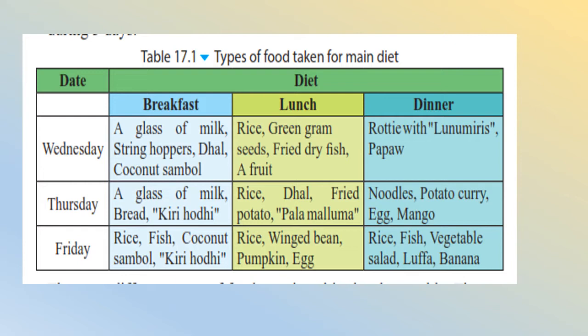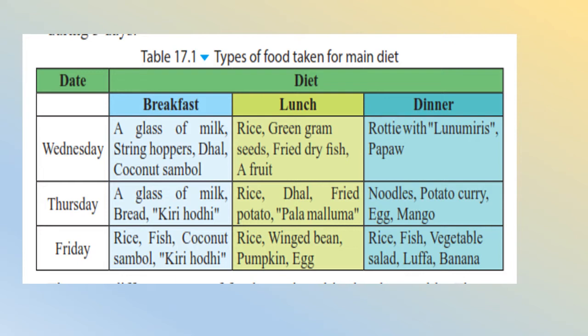So this is the table. It shows you the diet plan of a student for breakfast, lunch as well as dinner on the following days of the week. So you can see, children, that this student takes a glass of milk, string hoppers, dal, coconut sambar. So we can see that this combination of food contains an ideal source of nutrients.